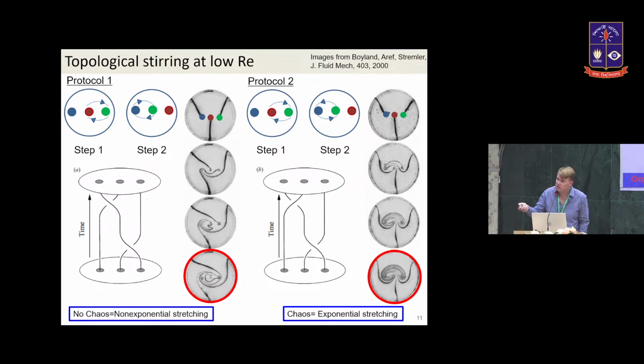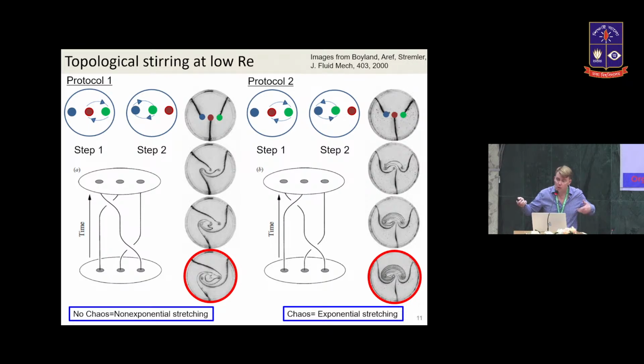By the time we get down here, the system is very well mixed. I mean, there's a boundary effect here, but look at the center. The center here is very well mixed compared to the first protocol. And that's because we actually have chaos. We have chaotic advection in this system. And these lines of dye are being stretched exponentially in time. Similarly, we have a different braiding pattern for this protocol.